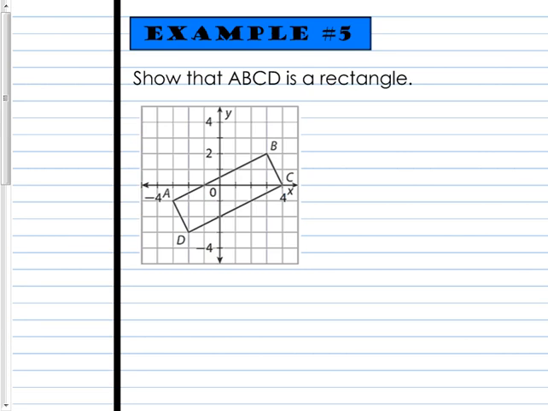Okay. Big things to remember. Parallel lines have the same slope. Perpendicular lines have opposite reciprocal slopes.